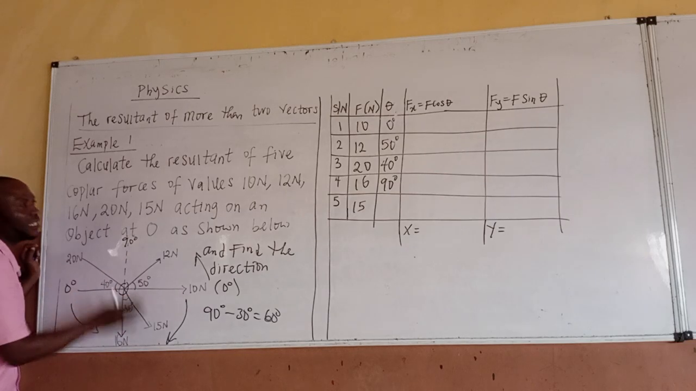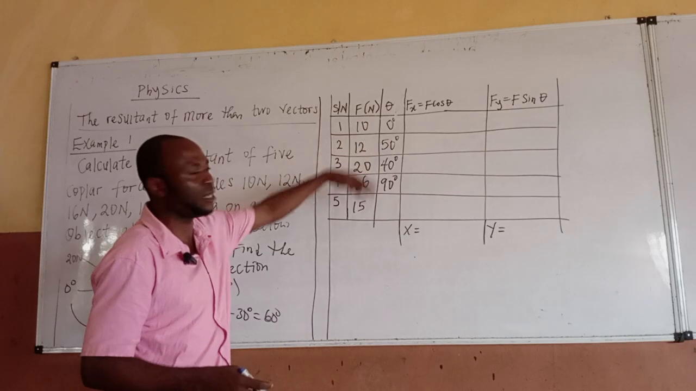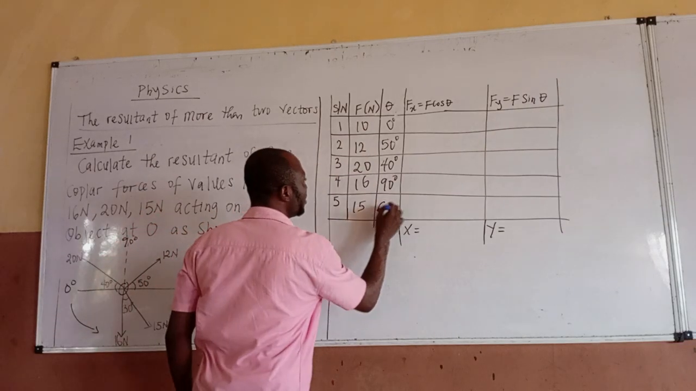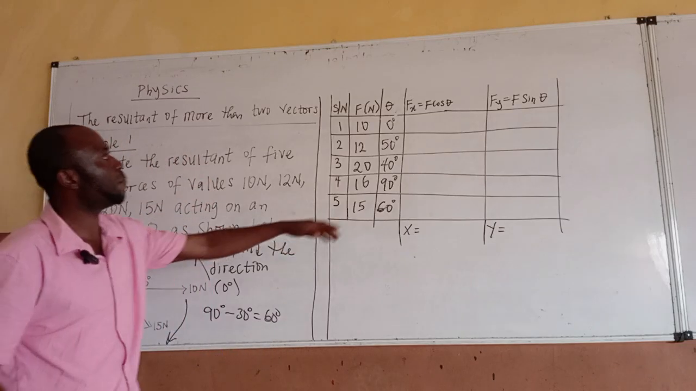Once you have made this mistake, then everything is wrong. You will get it wrong. You might just be given some marks for these steps. So that means the angle here is 60 degrees. So you are going to the next step now.